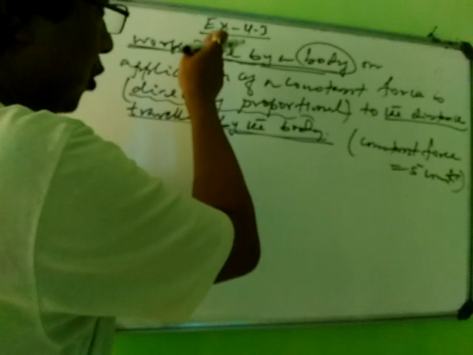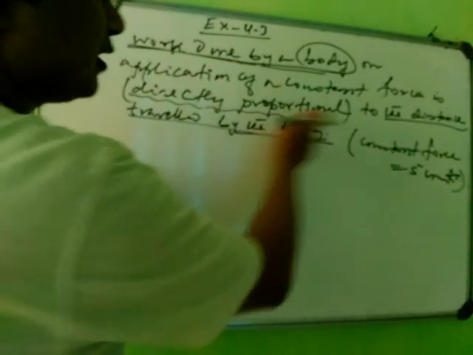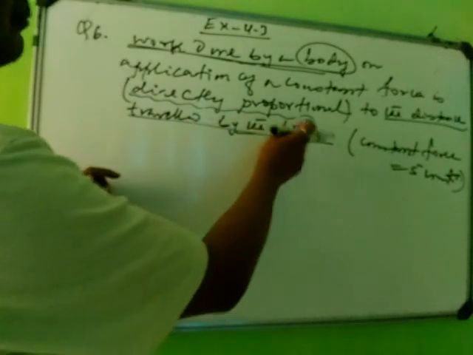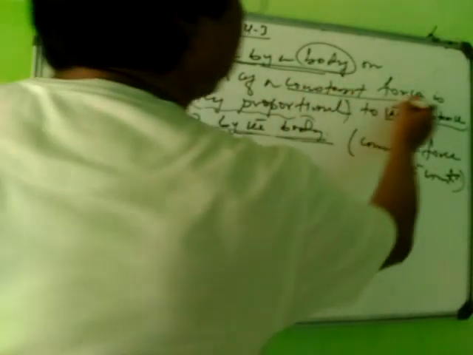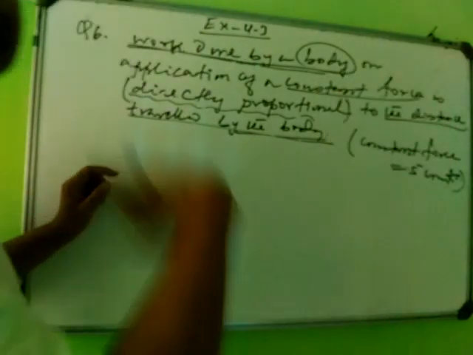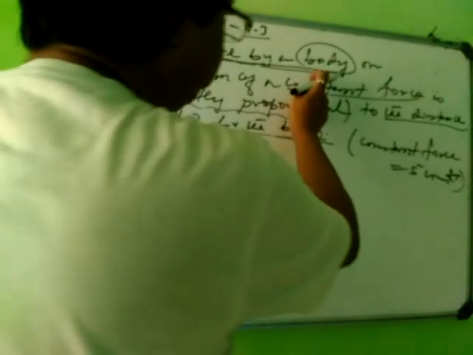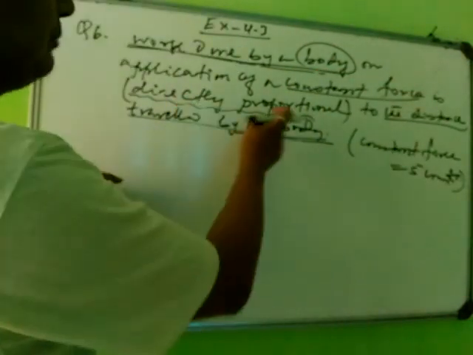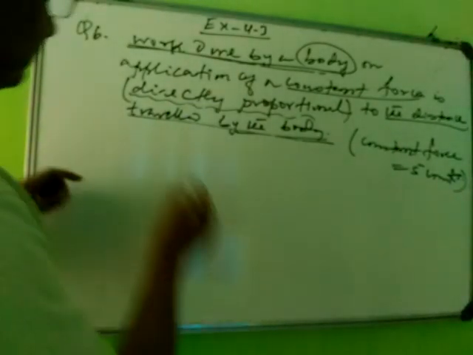So the work done is directly proportional to the distance traveled by the body, on application of a constant force. This constant force will come afterwards. So the work done by the body is directly proportional to the distance traveled.